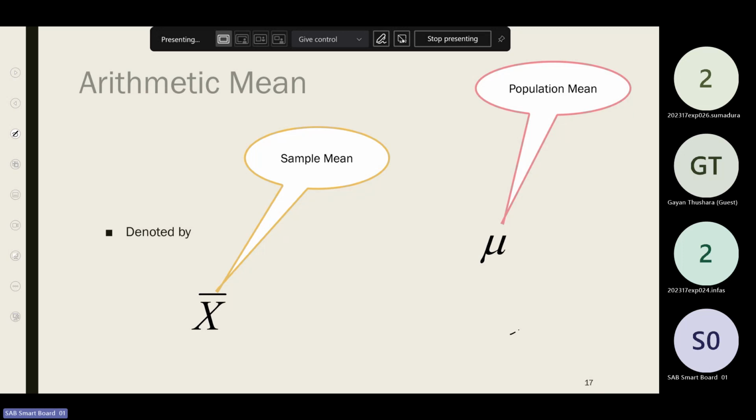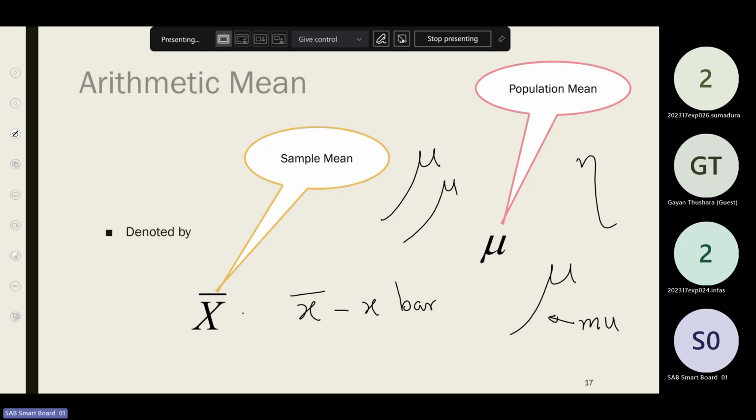So we write mu like this. Mu denotes the population mean. X bar denotes the sample mean. You read this as X bar. Mu you write like this. It should be written in this way. If you write it the other way around, it is something else, that is eta, which is different. So mu.